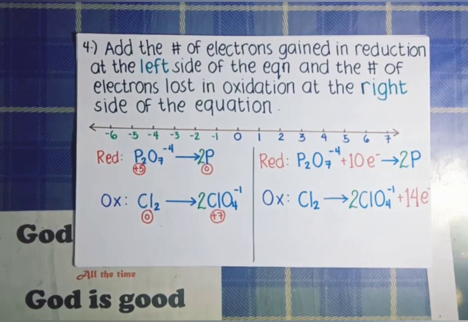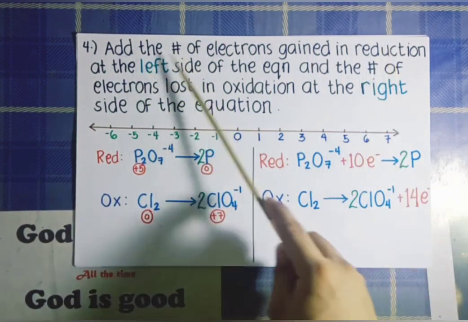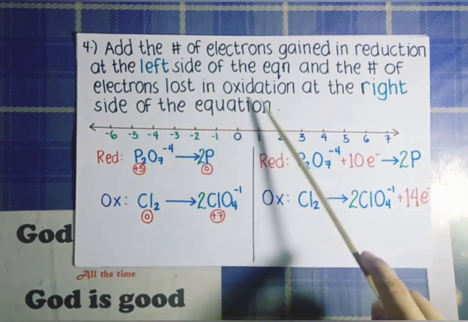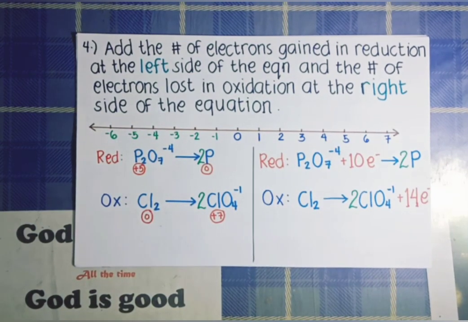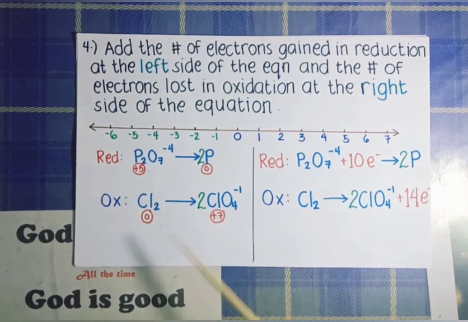Now, after we derived the half reactions for reduction and oxidation, the next thing that we are going to do is to add the number of electrons gained in reduction at the left side of the equation and the number of electrons lost in oxidation at the right side of the equation. Now, let's go back to our prior equations. So again, we have here the reduction and oxidation.